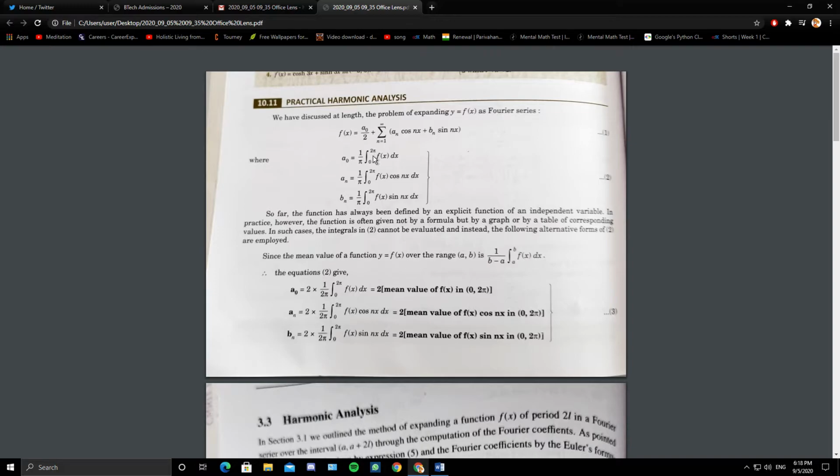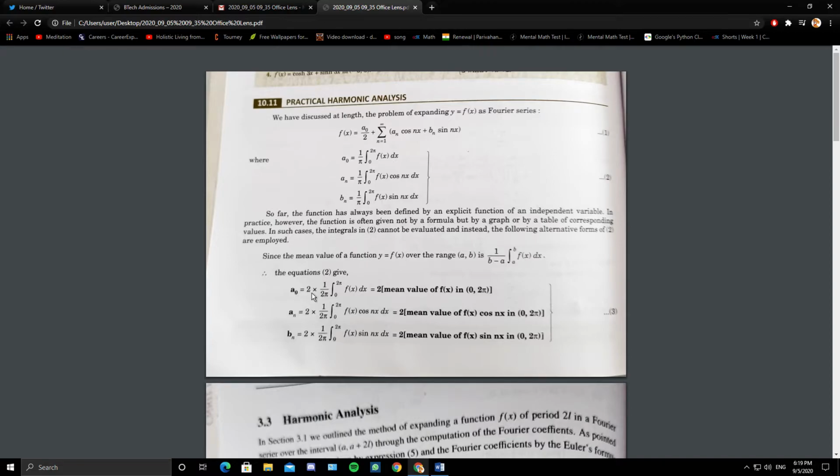So what is the length of the interval? It is 2 pi. So to get 2 pi, we are multiplying and dividing by 2 in a naught, a n and b n. See how we get the mean value formula? 1 by b minus a is 1 by 2 pi. So 2 is missing in all the three. So we are multiplying and dividing by 2 in a naught, a n and b n.